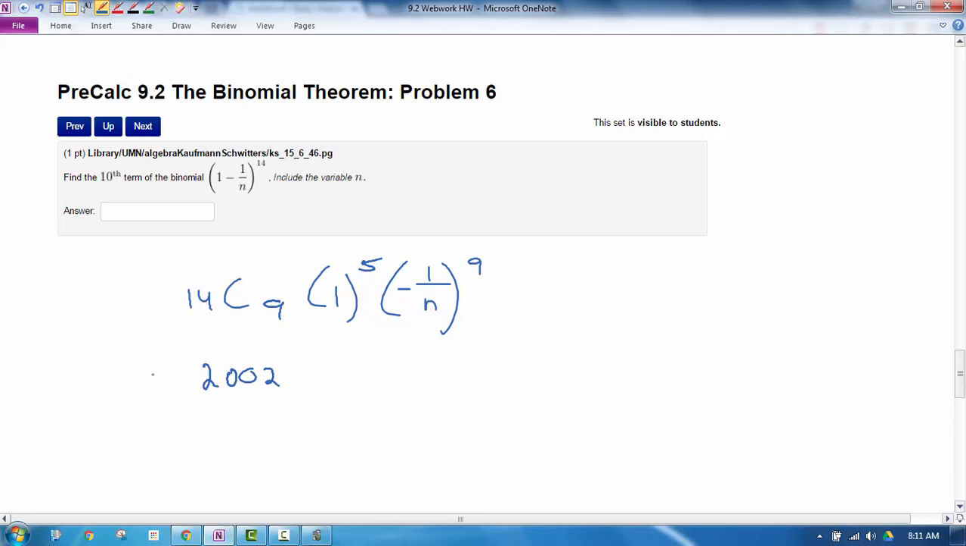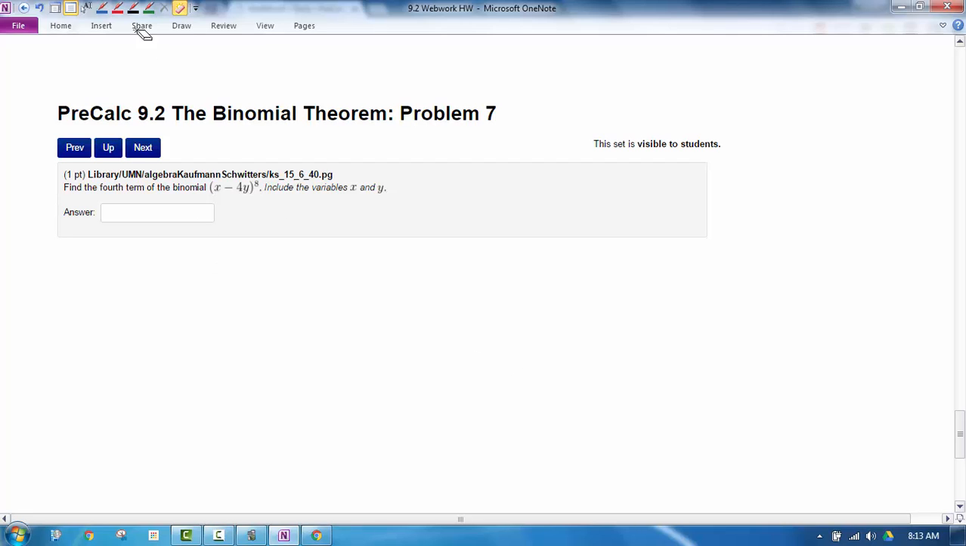1 to the 5th is just 1. Negative number to the 9th power is a negative. I'll put that out front, times 1 over n to the 9th. So I'll just put n to the 9th in the bottom here. So here's our answer right there for the 10th term of this binomial expansion.